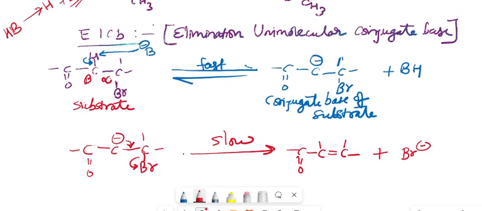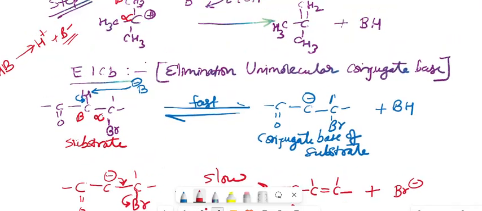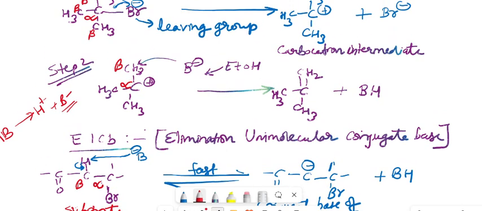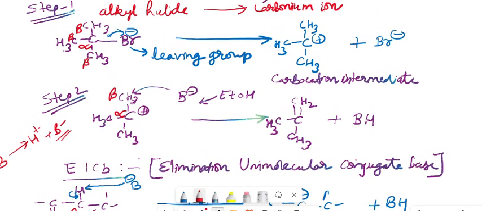So we can see here that the first step of the E1 mechanism is similar to that of the SN1 mechanism, because there also carbonium ion was formed in the first step.